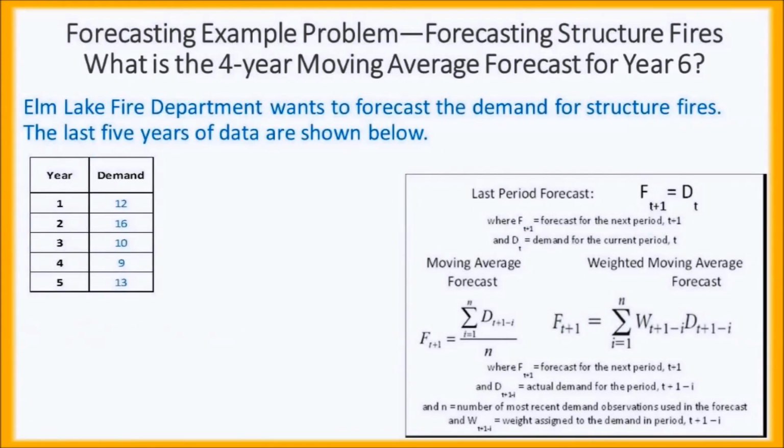So let's do this next example. Now this next example problem has exactly the same data, and we are still forecasting into year 6, but this time we would like to use the 4-year moving average forecast. So at this point, you've got the formulas, you've got the data. I would like for you to pause the video and see if you can solve this problem yourself.